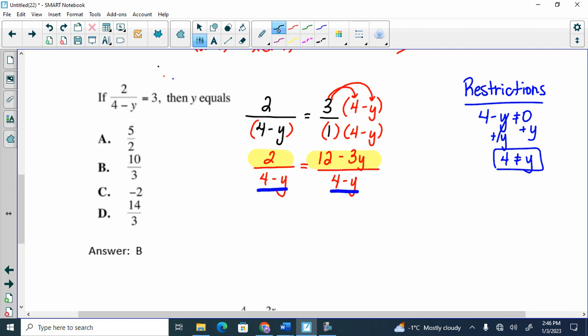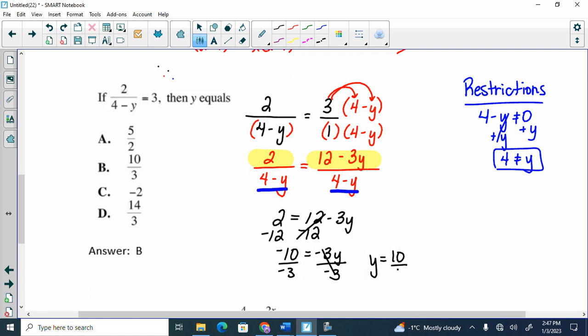Go back to our pen. So once we have common denominators, we can set the numerators equal. 2 equals 12 minus 3y. Subtract 12. Negative 10 equals negative 3y. Divided by negative 3. And y equals 10 over 3. And then I follow behind with my non-permissible values always, because if I forget to check for extraneous, this will at least make me check it. y can't equal 4. It's B.